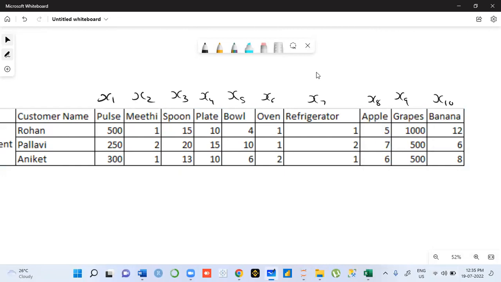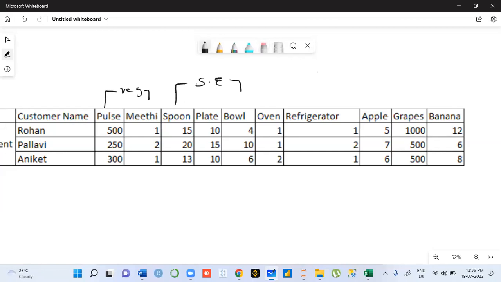So guys, here we have 10 X. Every X is independent. Every customer, every row is independent, and every data comes in value. So when every X is independent, we call this data unsupervised. Clear? Next. Okay. Now logically, guys, looking at this data, can I say methi and pulses should come in the category of which? Spoon, plate, bowl should come in the category of steel appliances. Oven, refrigerator should come under electrical appliances.